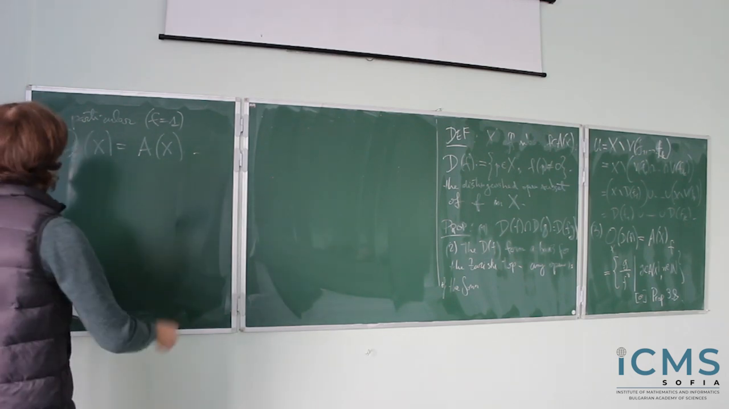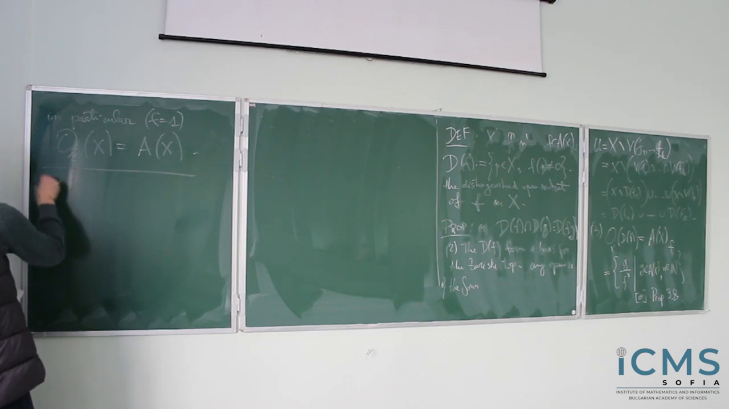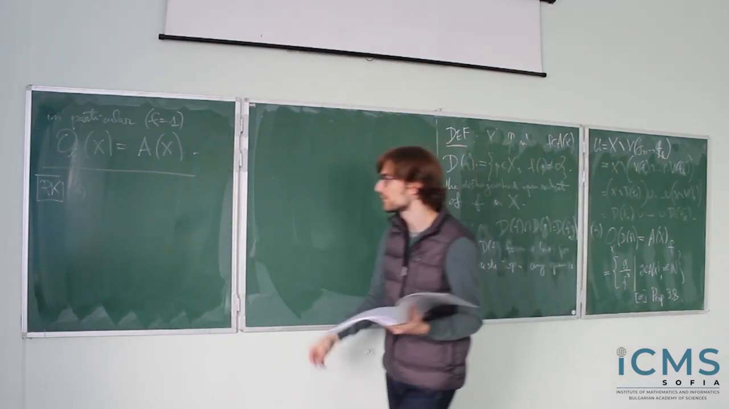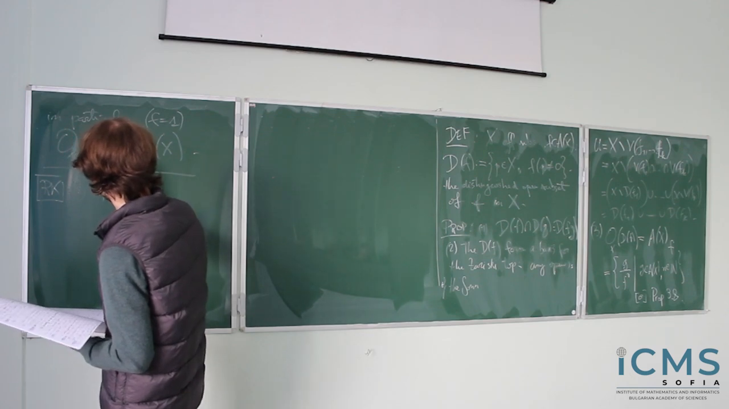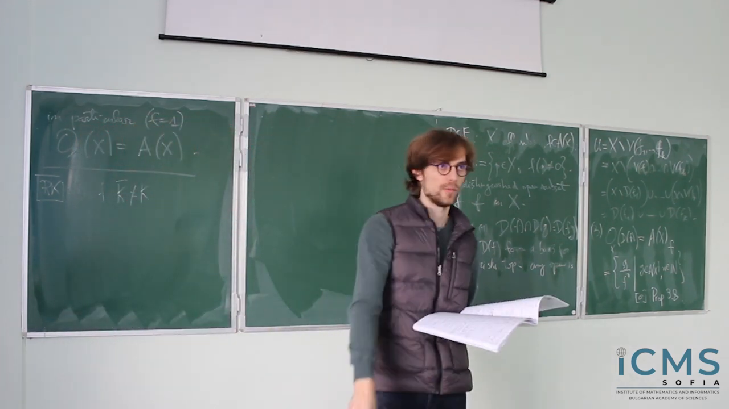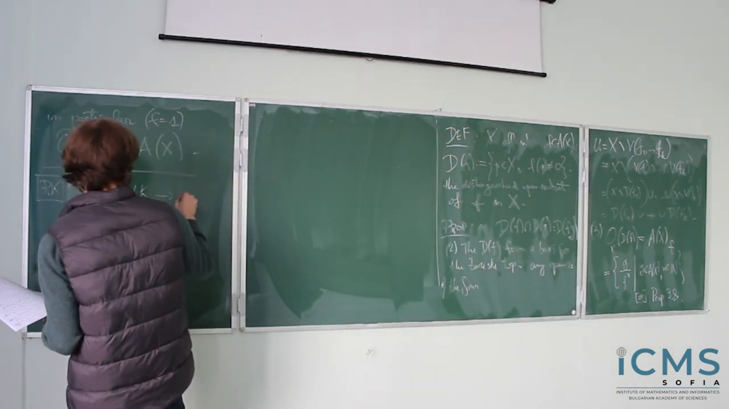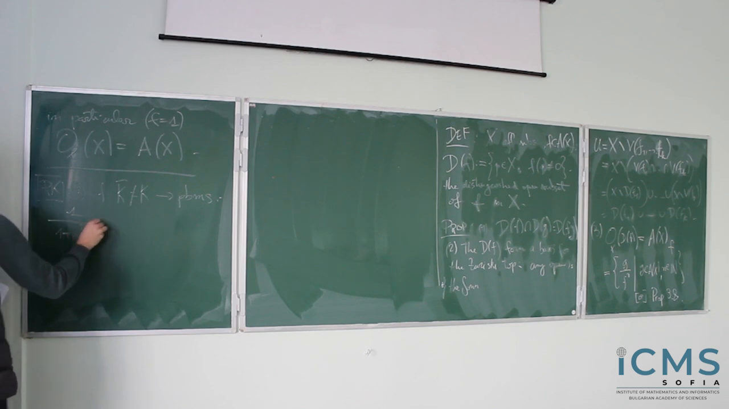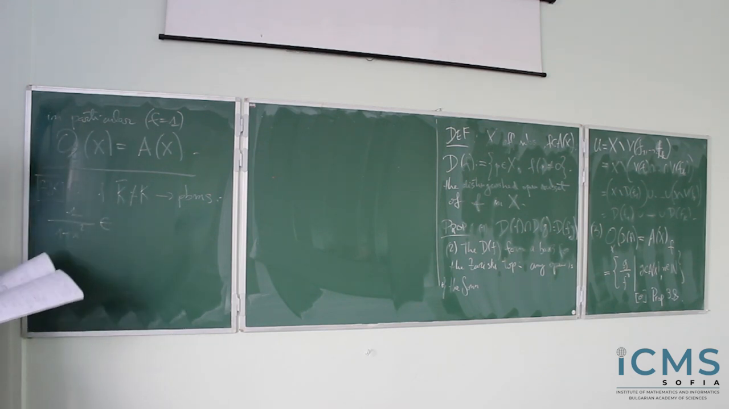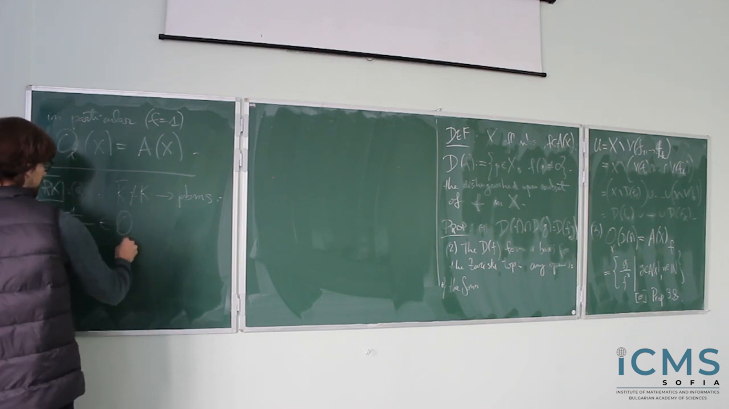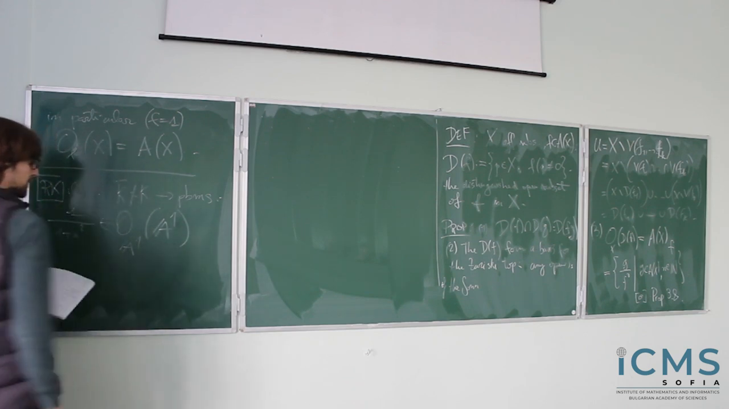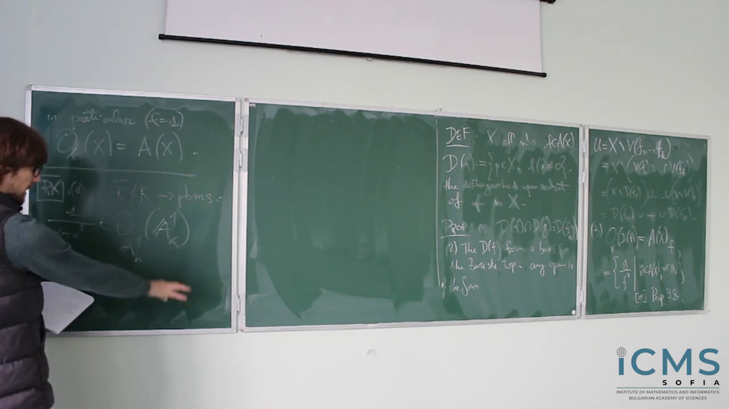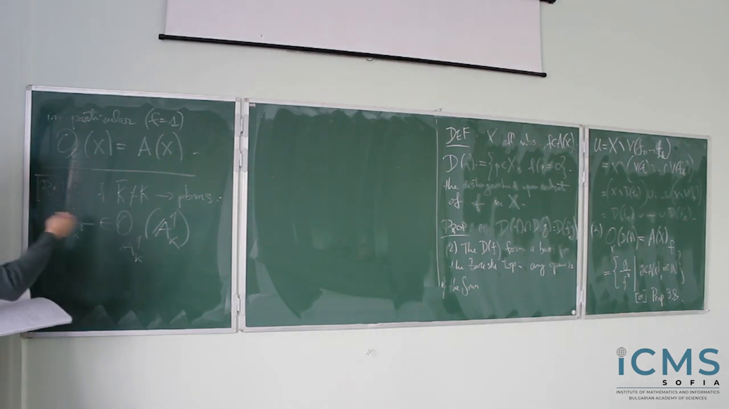Now, you may wonder, what types of conditions did I need? Well, if K is not algebraically closed, we can have problems. Why can we have problems? Well, if I take 1 over 1 plus x squared, this is a regular function on the whole affine line, yet it is not a polynomial function. We can prove that it is not a polynomial function.